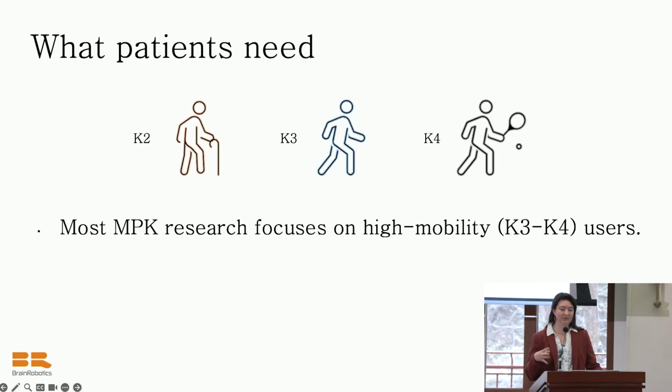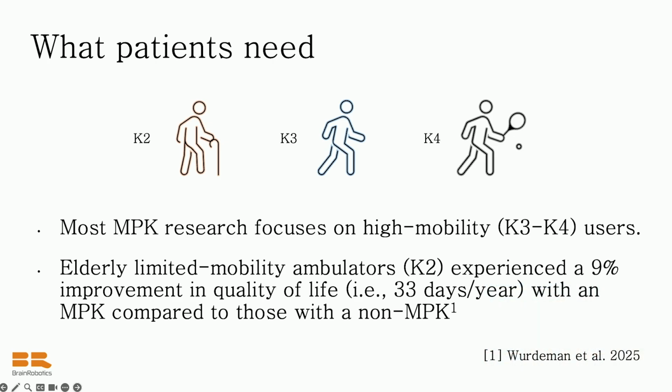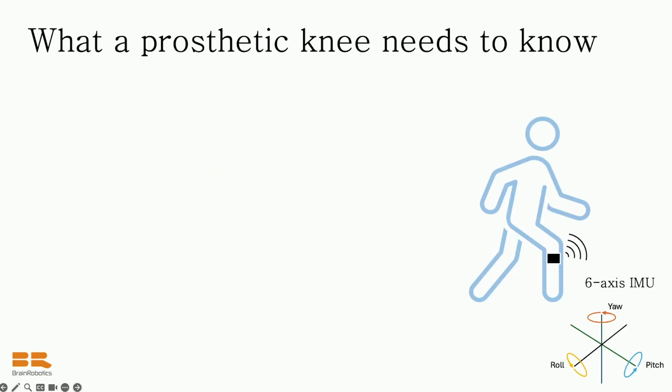Most MPK research has focused on the K3 and K4 end of the spectrum. However, K2 users show potential to benefit from these technologies and are still typically underserved. MPKs such as the Neuro, however, can serve all three levels, and that goal is what motivates the designs and features that we'll talk about today. So far, we've covered who we're designing for. Next we'll go into how the knee will move, and then finally, how it knows what to do in real time.